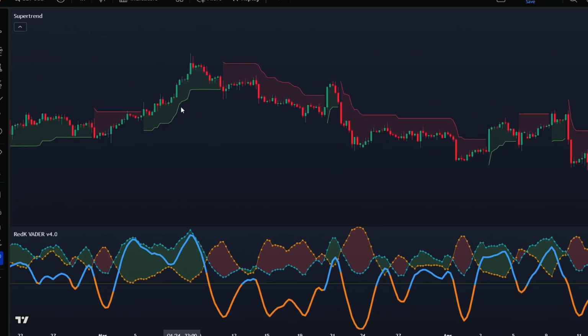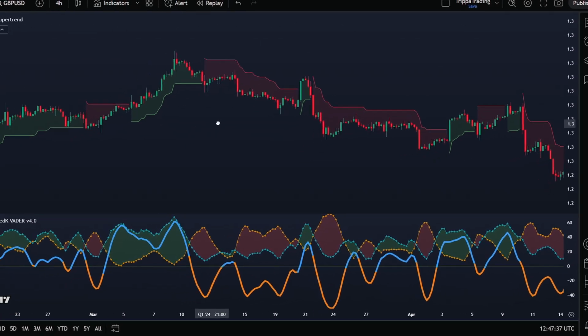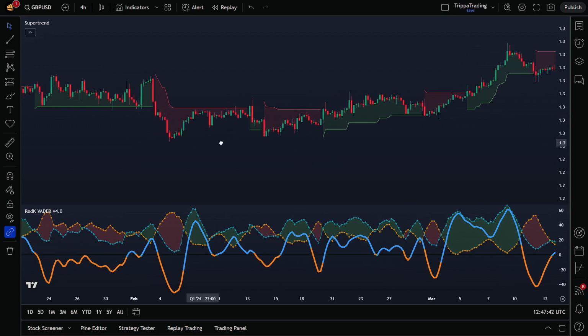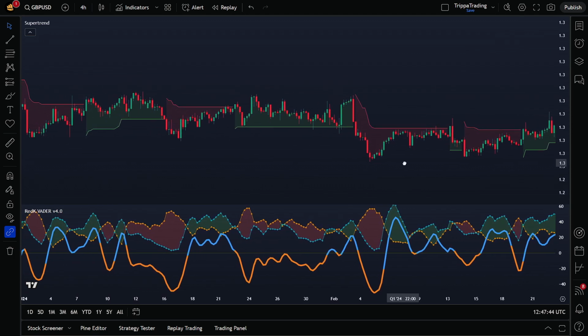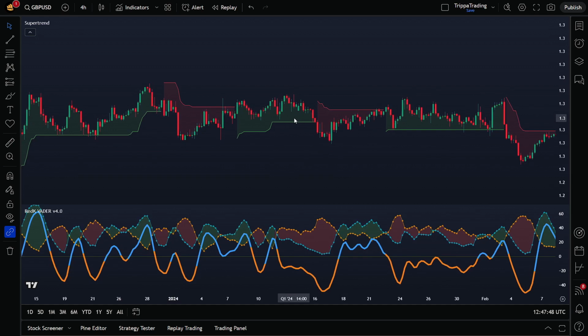When the super trend is green, it means the market is trending up, and we should only take buy signals. When the super trend is red, it means the market is trending down, and we should only take sell signals. It is this simple, but don't be fooled by the simplicity of this strategy, because I have found it to be very uniquely profitable. Now, let's go over some examples to see how this works.